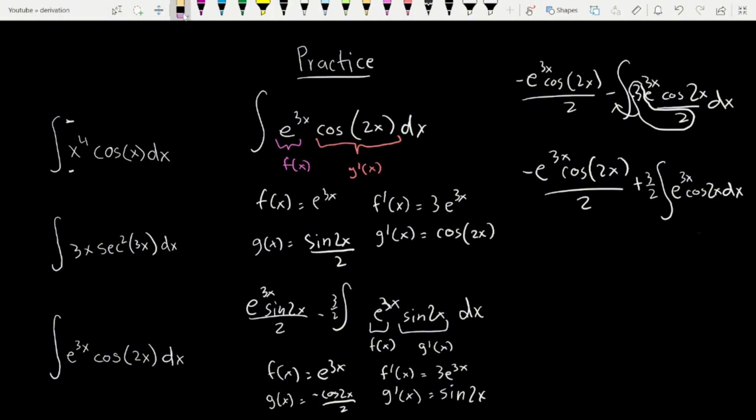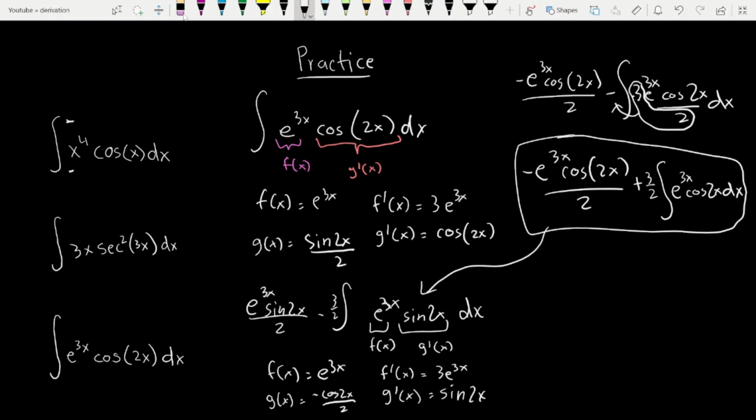So you may just be like, okay, does that mean that this initial integral doesn't have a solution? Well, no, it doesn't mean that. It means it has a tricky solution. So this is my answer that I got from doing by parts on this integral. So I'm just going to pop that in.